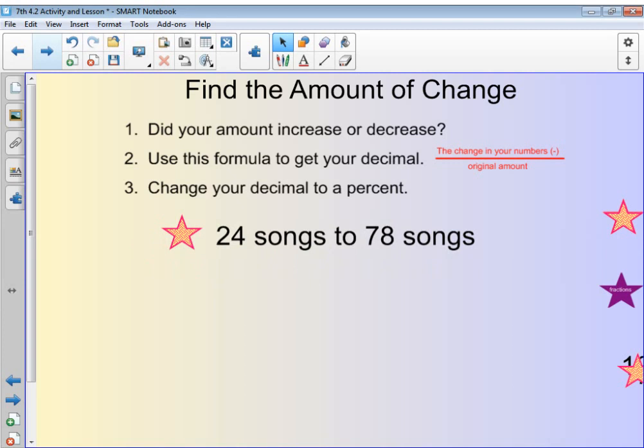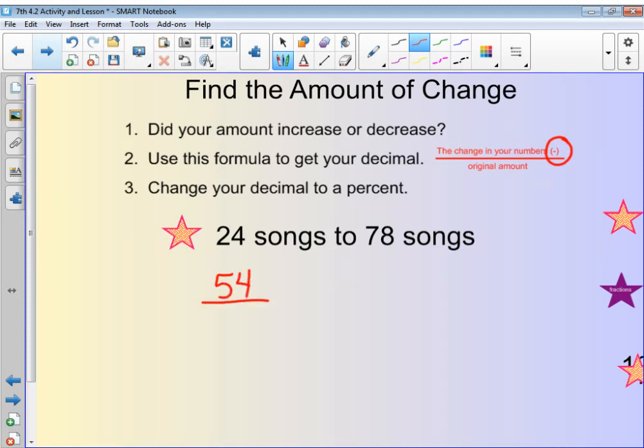Okay, so go ahead and try this one. 24 songs to 78 songs. Okay, so remember we find our change, so we're going to subtract between them. So 78 minus 24 is going to leave me with 54. That's my change over my original, not my largest number, but my original number, which was 24.